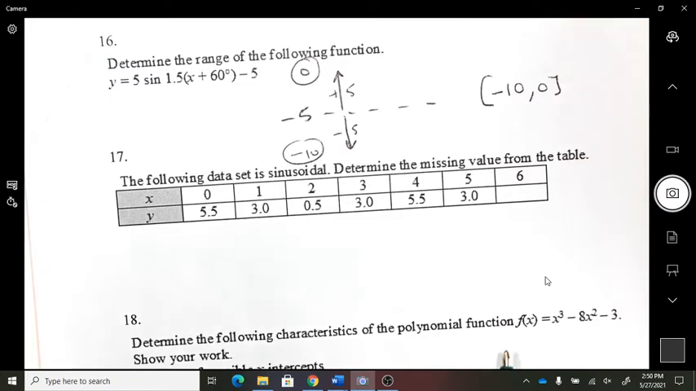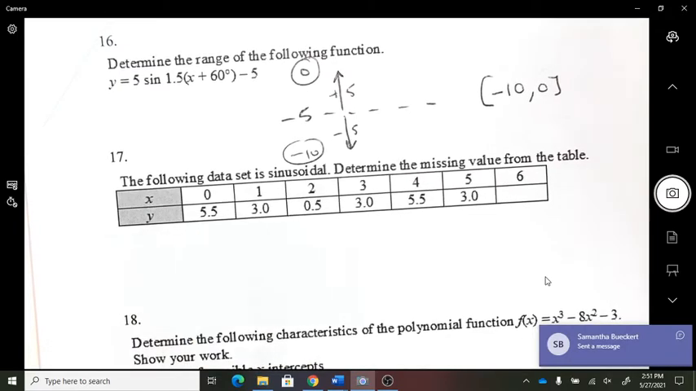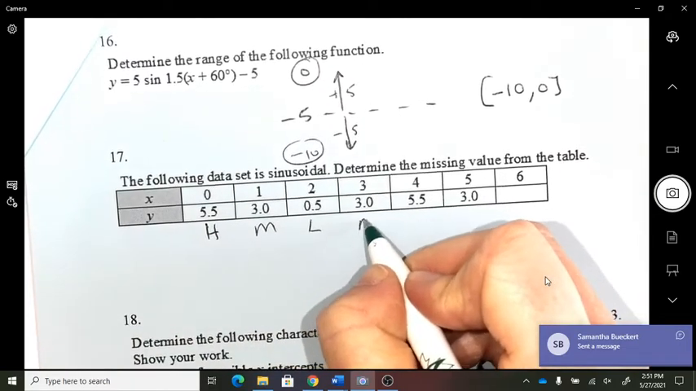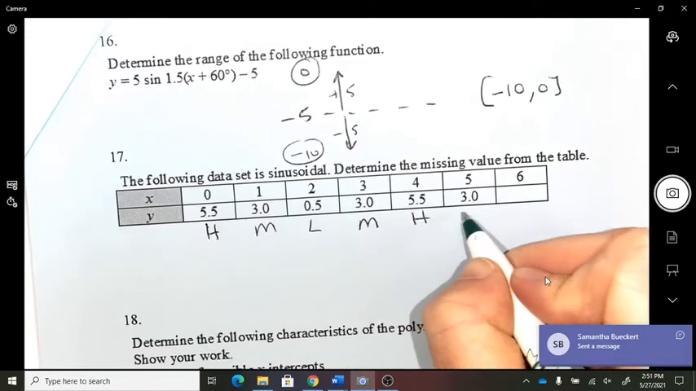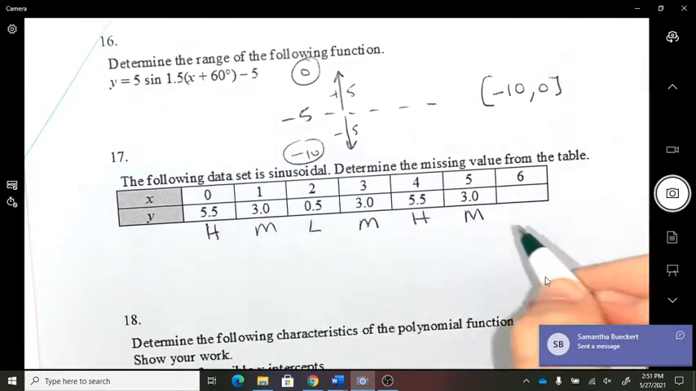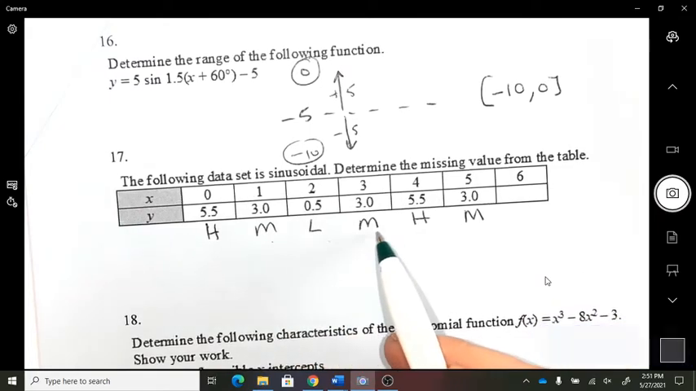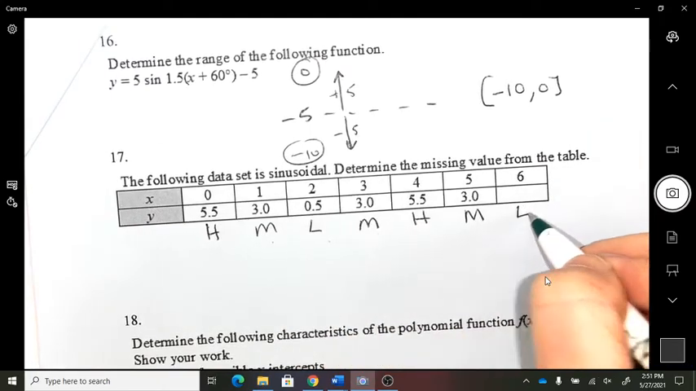Okay, sinusoidal. So we're going, what do you want to call these? High, mid, and low. So what is 5.5? A high. Then what? Mid, low, mid, high, mid. What should go next? Oh, yeah. Mid, low, mid, high, mid, low.